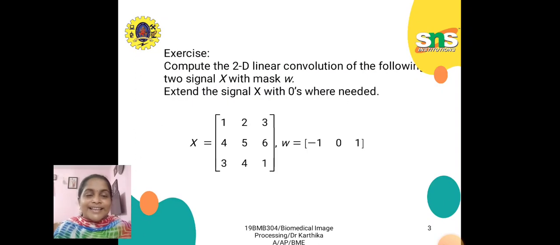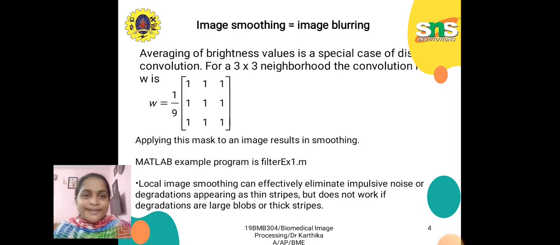Here I'll give an exercise for you. Compute the 2D linear convolution of the following two signals, x with mask w, and extend the signal x with zeros where needed. Here the x and w values are represented in terms of arrays.